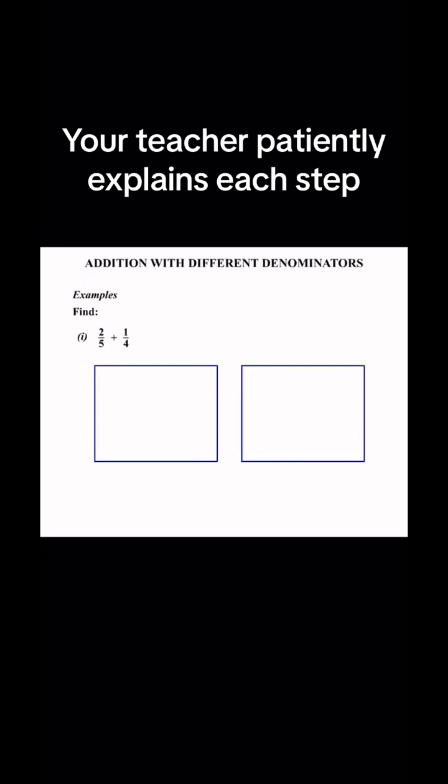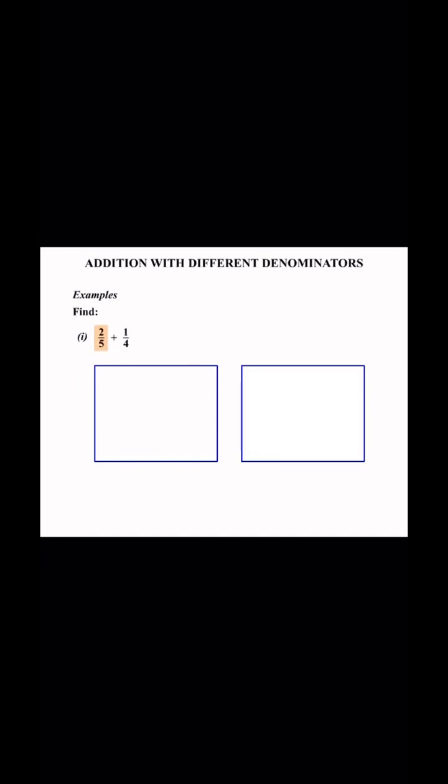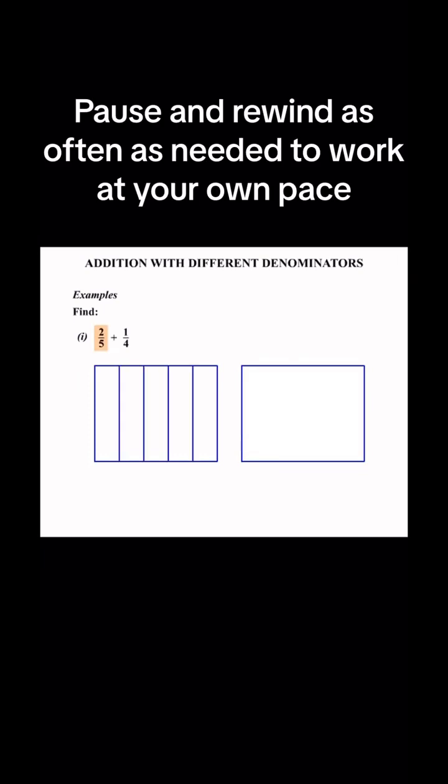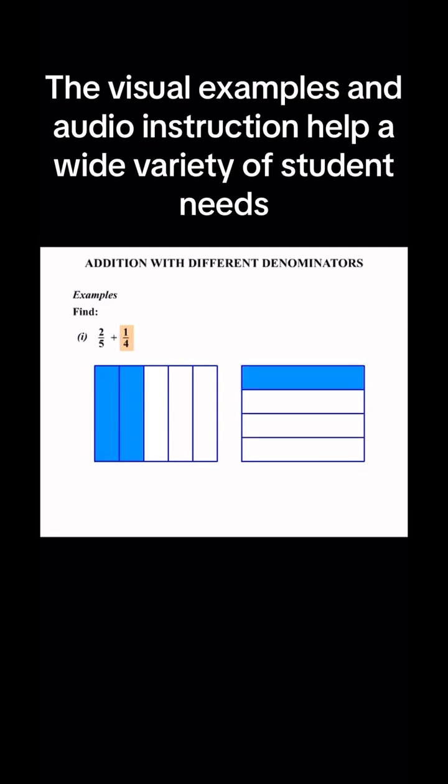We have 2 wholes there. We'll look at 2/5 though, and for 2/5 we can break up the first whole into fifths and shade in 2 parts. That's 2/5. The 1/4, we'll look at the second whole, break that up into quarters, and shade in one of them, 1/4.